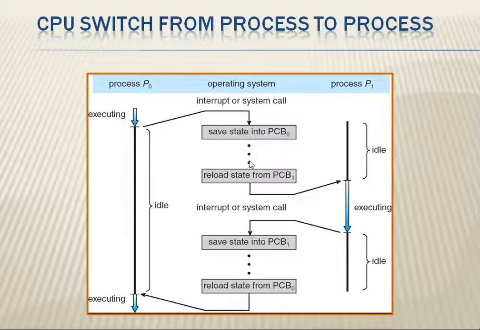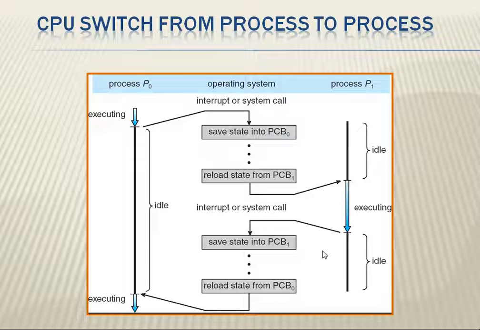And now see here, process 1, till then, is idle. The time P1 was idle, it also has its own PCB. And now here it's time for P1 to execute. Therefore, CPU will read the information from PCB1 and will start executing P1. So this is the timeline which shows the execution of P1.